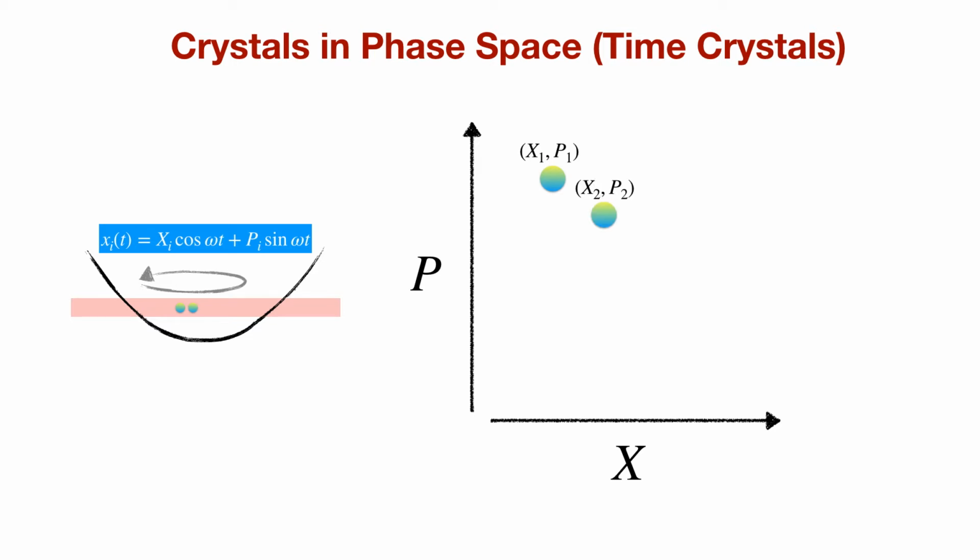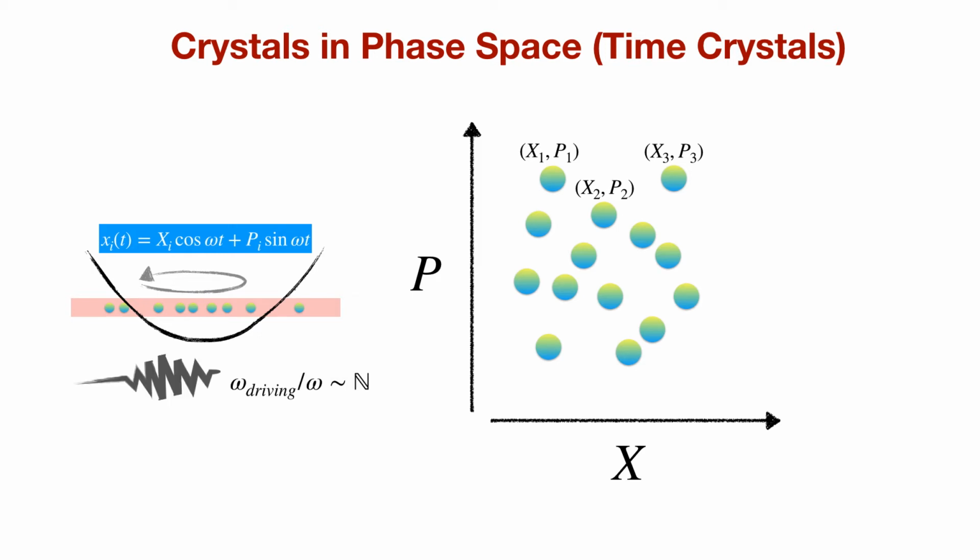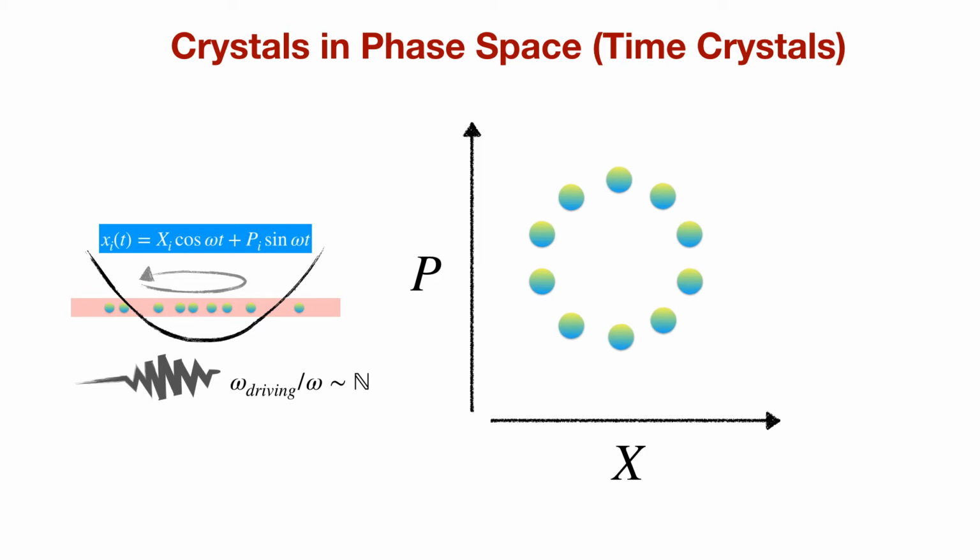We can put more and more atoms, free of interaction, randomly in the trap. The configuration in the phase space shows no particular periodic structure. However, things will change if we add an external driving field. If the driving frequency is a multiple of the harmonic frequency, the atoms could be arranged periodically on a ring in the phase space, as shown on the right.